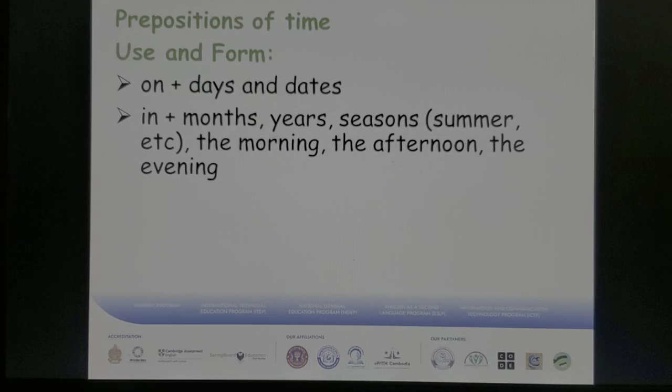What about preposition in? In is used with months, meaning the 12 months of the year, with years, and with seasons, like summer, winter, autumn. It is also used with in the morning, in the afternoon, in the evening, or in months: in August, in July. Years: in 2020, in 2001. Seasons: in summer, in winter.